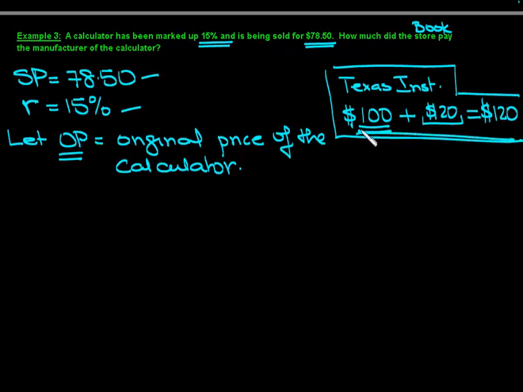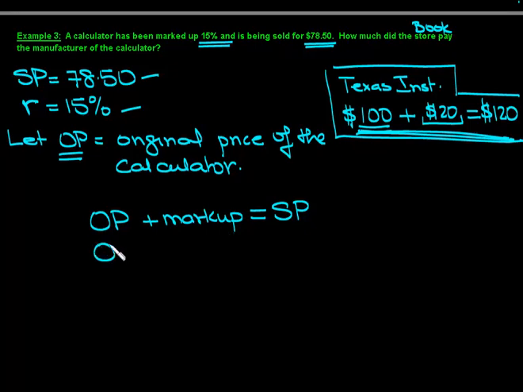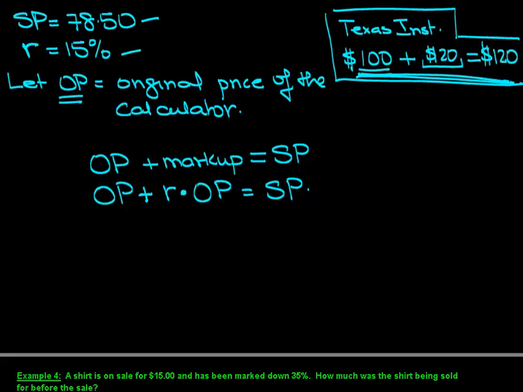That comes from right here. I showed it to you. So the selling price, we talked about it, is going to be the original price plus the markup. Correct? What is the markup? The markup is always a fixed percentage of whatever you paid originally. So in this case, it will be R multiplied by OP is equal to SP. Okay. Alright? So in our case, what do we have?